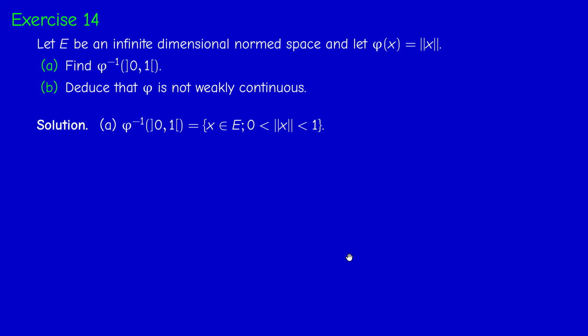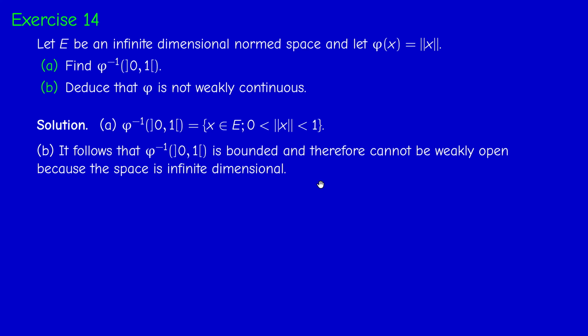This is a counterexample. Now, the inverse image under phi of (0, 1) is just the set of x whose image under phi is between 0 and 1, by definition. And this is just what? This is just the open unit ball without the center. So, in particular, it's a bounded set. But we know that if the space is infinite dimensional, the weakly open sets are unbounded. So this set cannot be weakly open. Therefore, we found an open subset of R whose inverse image under phi is not open in the weak topology, therefore phi cannot be continuous. You can ask such a question in the exam.